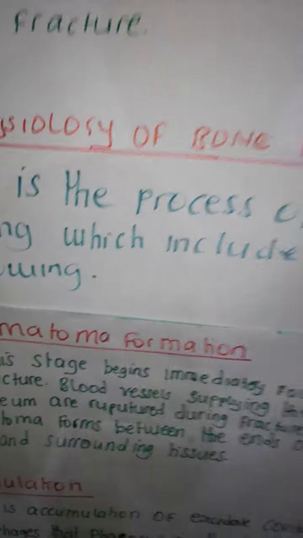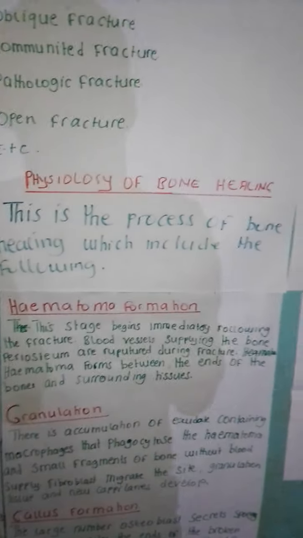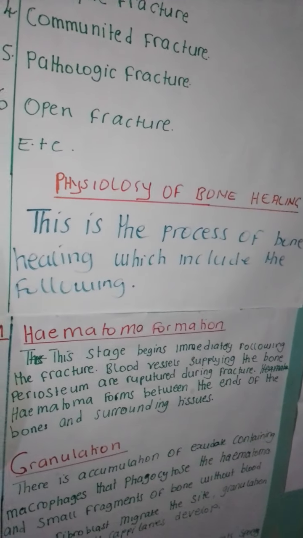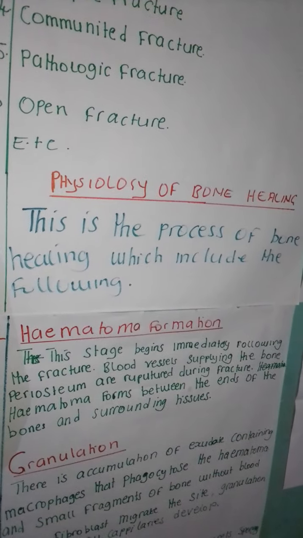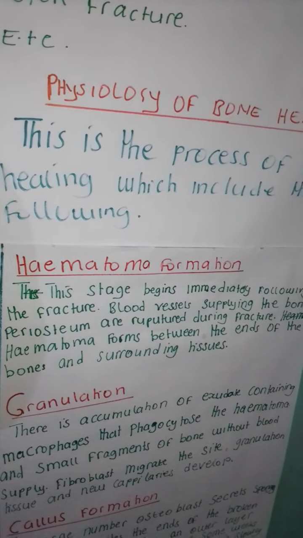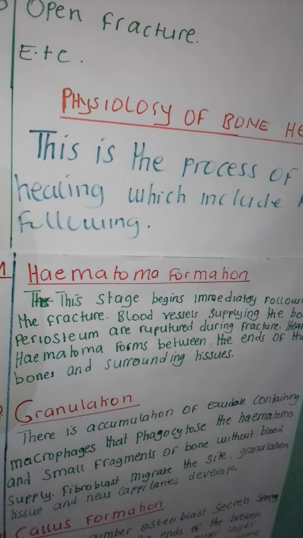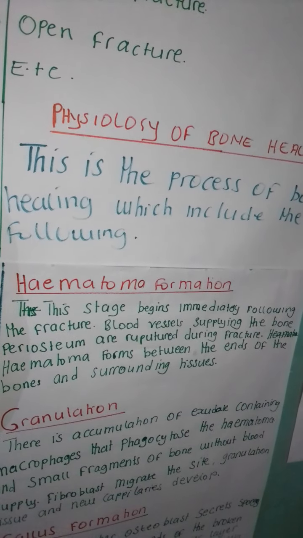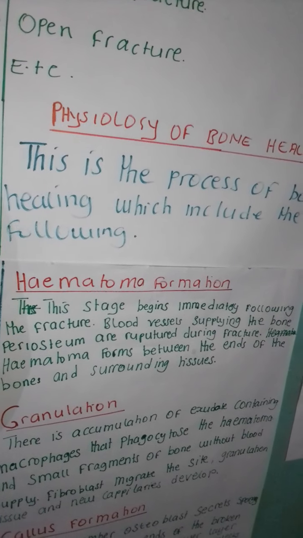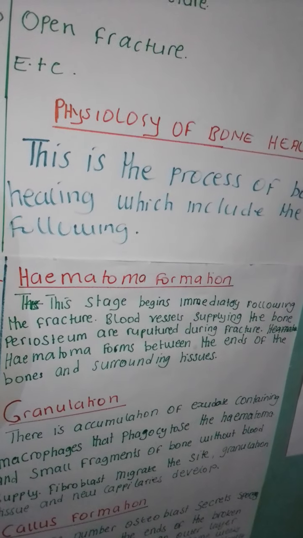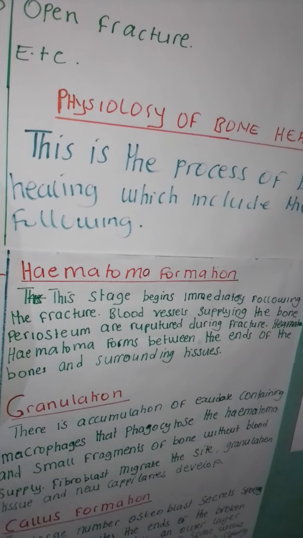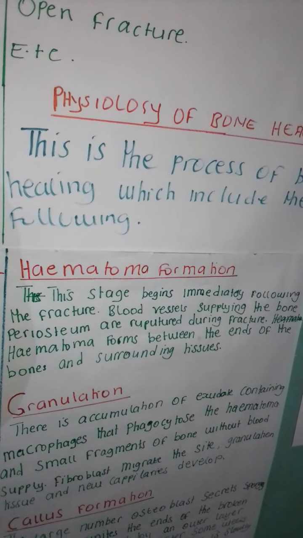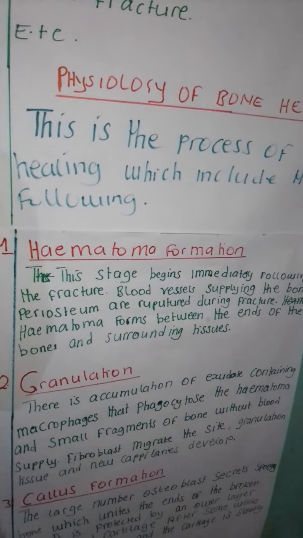Now we're talking about the physiology of bone healing. This is the process of bone healing, which includes the following. Number one, hematoma formation. This stage begins immediately after the fracture happens. Blood vessels supplying the bone and periosteum are ruptured during the fracture. So a hematoma forms between the ends of the bones and surrounding tissues.